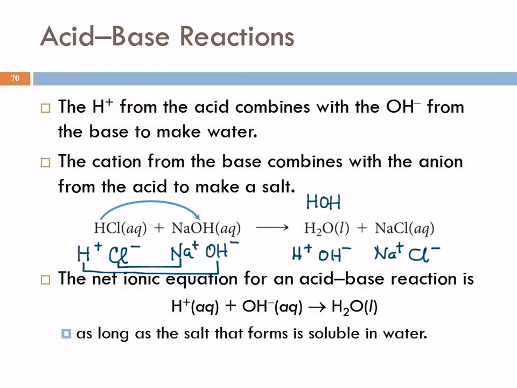If we do the net ionic equation for this, this is a strong acid, and this is a soluble compound. This is a soluble compound, so we would split that into ions. This is a liquid. This would not get split into ions. So when we cross out the spectators, this is the net ionic equation that we end up with. And this is going to be the net ionic equation for most acid-base reactions.